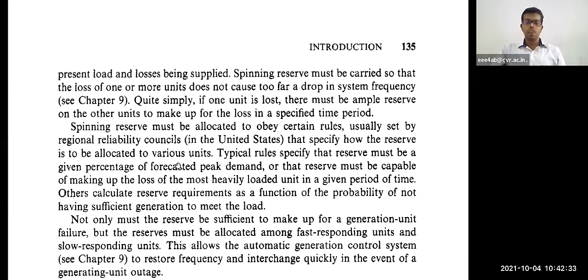How do we calculate the spinning reserve? Spinning reserve is whatever generation is not metered. Say for example, 1000 megawatt is the demand. We are generating 1000 megawatt, but in that generator some losses might be there. In turn, we are generating only 980 or 990 megawatt. So 10 megawatt is the deficit. That 10 megawatt you need to generate with some other generating unit so that you can meet the demand.